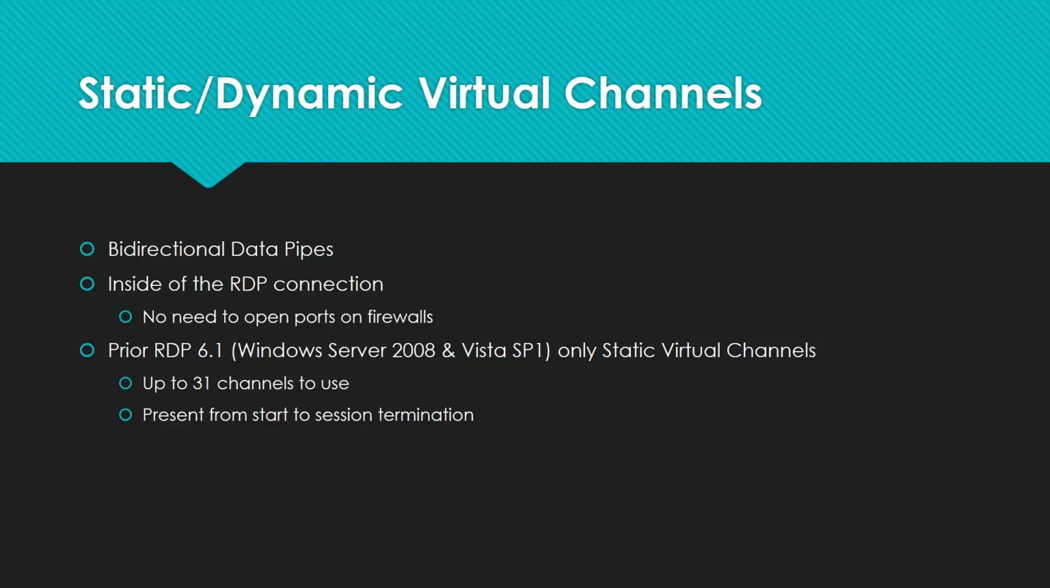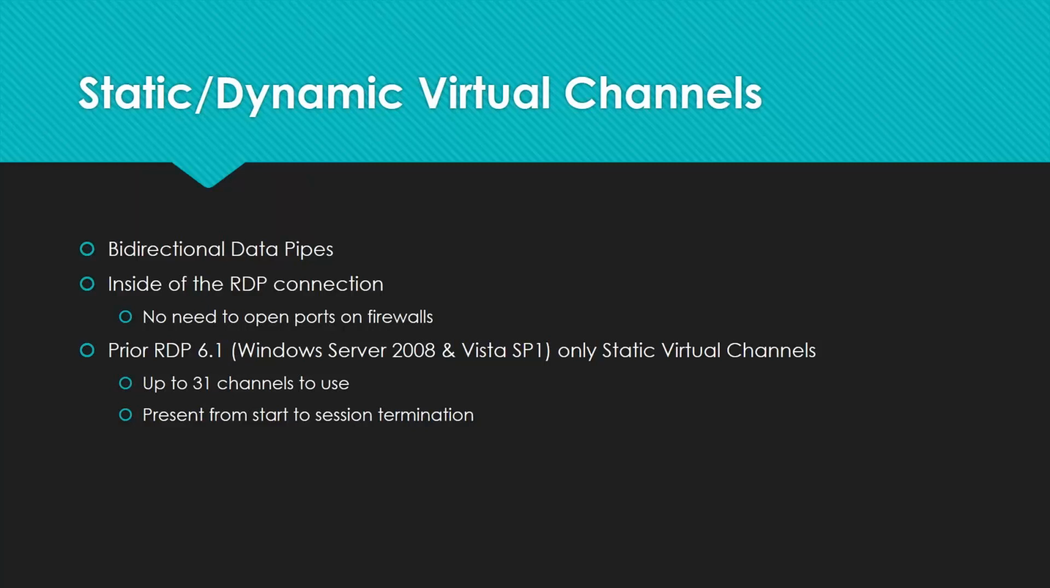The virtual channels in general are bidirectional data pipes. You can create these pipes, connect to them, and send and receive data. It's just like a TCP socket or something like that. This is inside of the RDP connection. You don't really see them. If you use Wireshark, you just see RDP traffic. You don't need to open any ports on the firewall if you have the RDP access already.